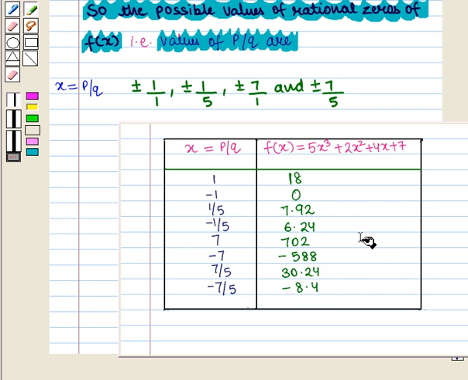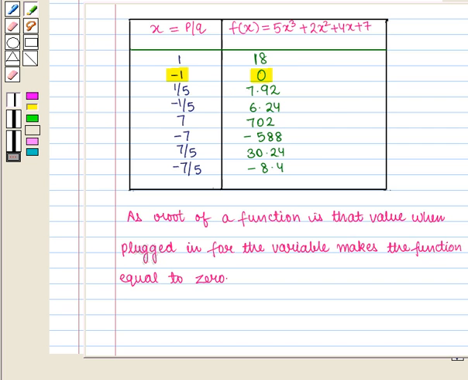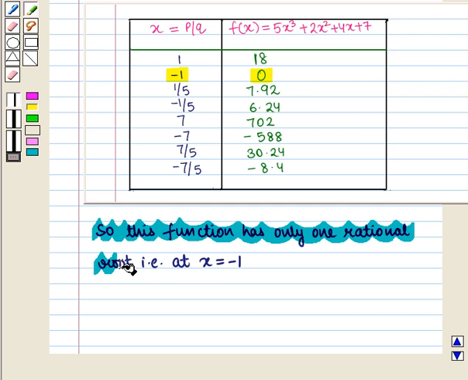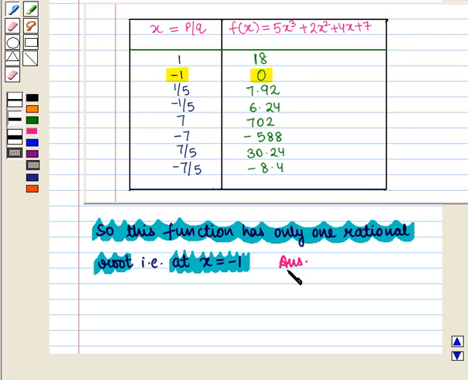From this table, we see that at x = -1, f(x) is 0. We know that a root of a function is that value which, when plugged in for the variable, makes the function equal to 0. So we say that this function has only one rational root, that is at x = -1, which is the required answer.